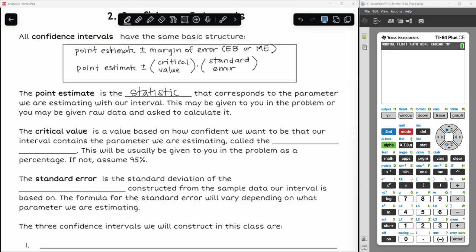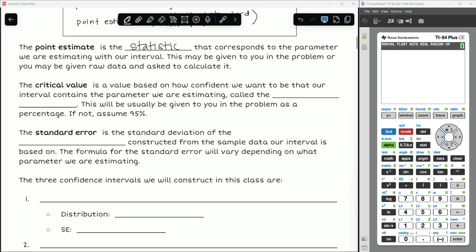The critical value is based on how confident we want to be, and how confident we want to be is called the confidence level. So our critical value is based on our confidence level, and that's usually given to you as a percentage in the problem. The most common values are 90%, 95%, 99%. If you are not given a confidence level in the problem, you should assume 95. That's the default value for our calculations in Intro to Stats.